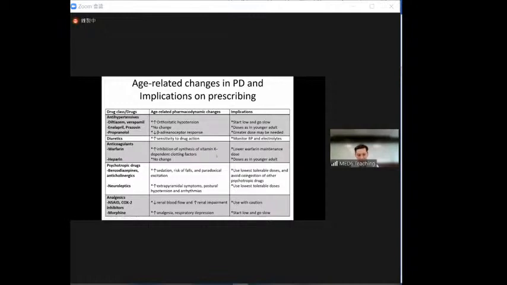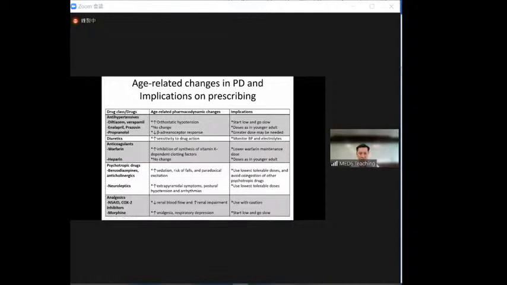For warfarin, patients would be more sensitive to the dose of warfarin. So we would want to start low and go slow. The maintenance dose of warfarin in the elderly would usually be lower than that of a normal adult.